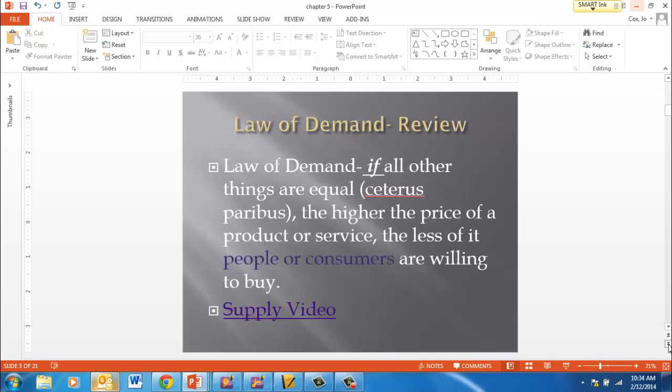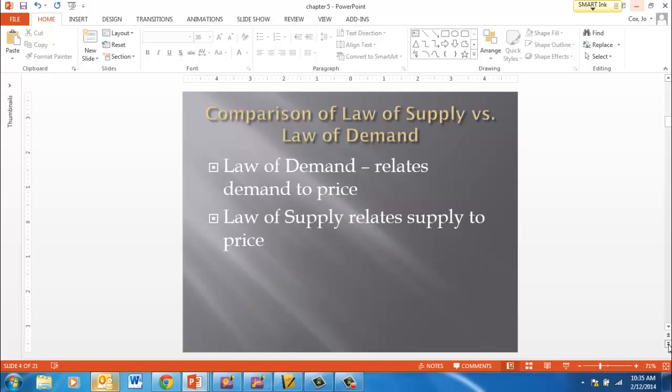So again, the law of demand: if all things are equal, the higher the price of a product or service, the less that people or consumers are willing to buy. If we compare the law of supply with the law of demand, notice that the law of demand relates demand to price. The law of supply relates supply to price. Again, by two different sources. Demand is consumers, supply is suppliers.